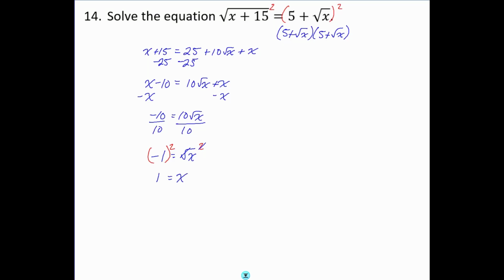Let's check our answer again. You always want to check our answer. We're going to get the square root of 1 plus 15 is equal to 5 plus the square root of 1. So is that true? Well, 1 plus 15 gets me 16, so I get the square root of 16. And the square root of 1 is 1, so I get 5 plus 1. Well, the square root of 16 is 4, and 5 plus 1 is 6. That is not a true statement. So x does not equal 1.